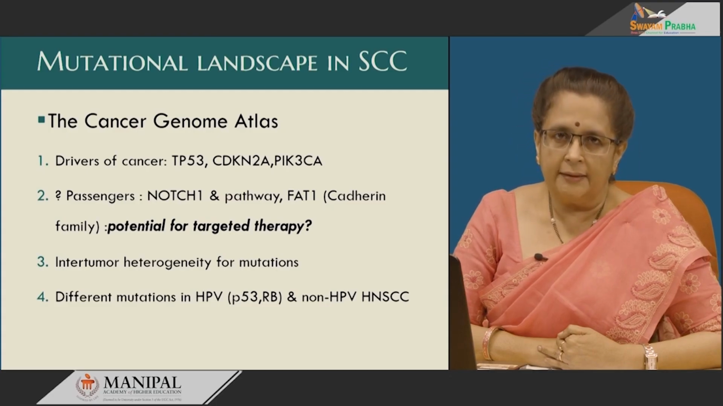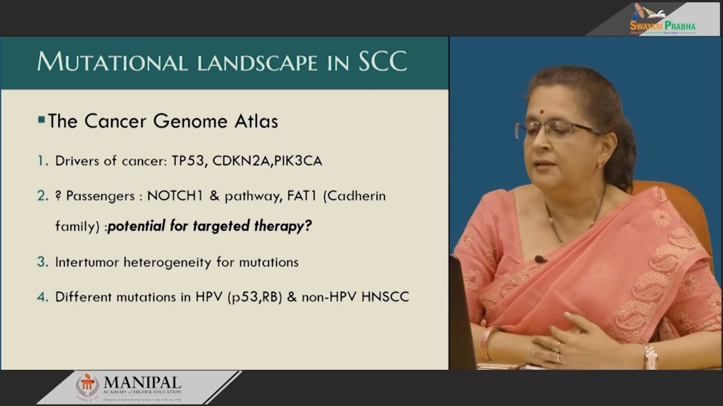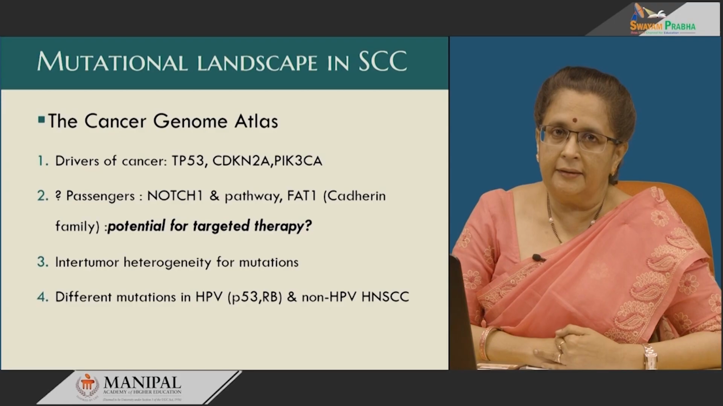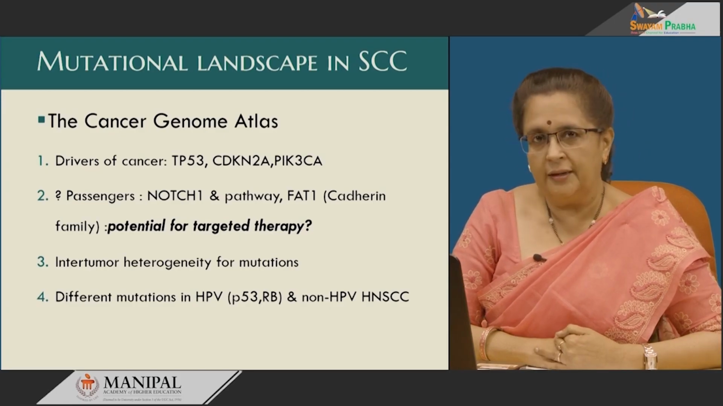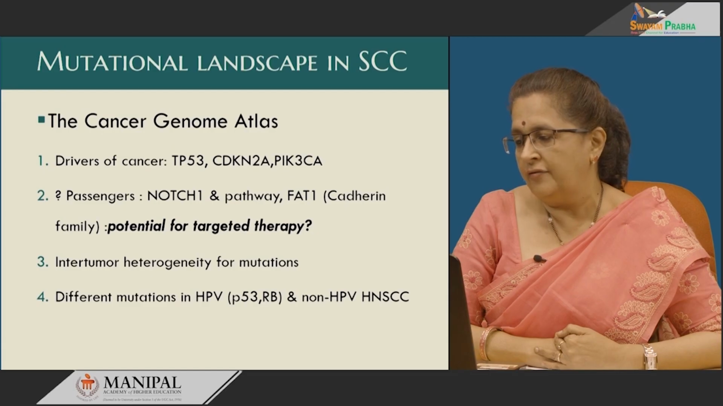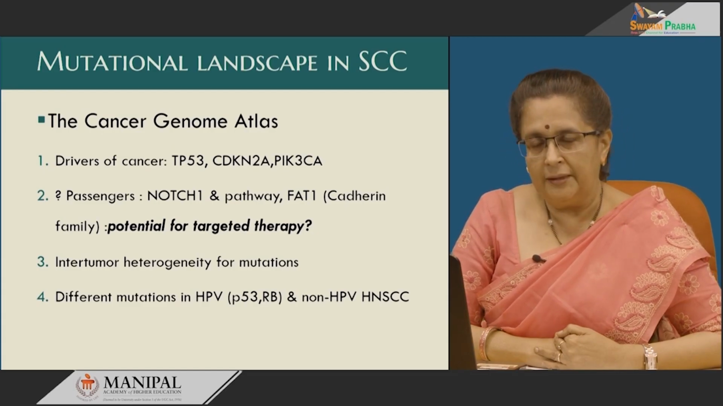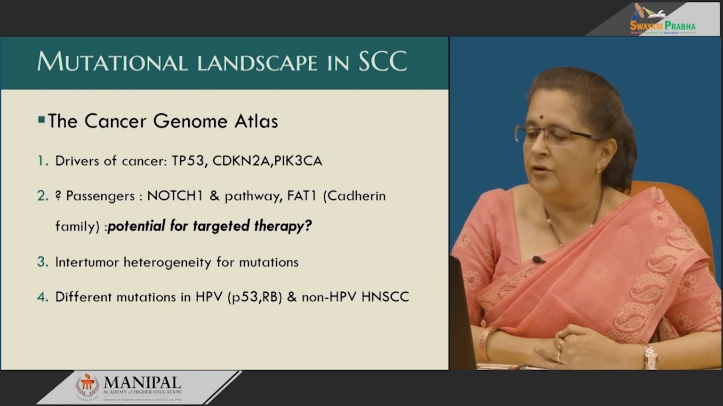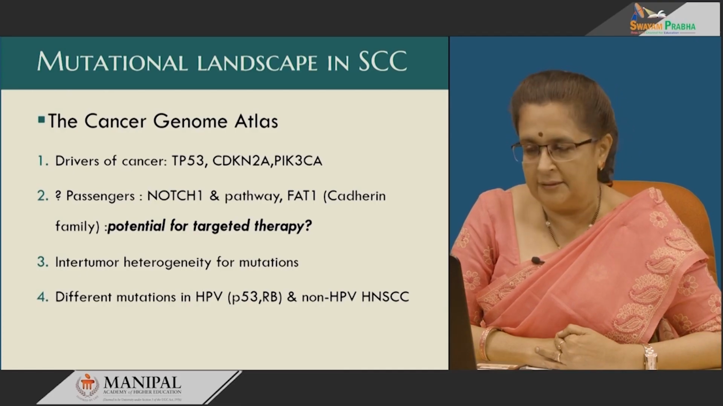Besides that, some others were also discovered which were present in some and not present in some of the tumors. So, they were thought to be acting kind of like passengers. These include Notch1 and its pathway, and FAT1, a tumor suppressor gene belonging to the cadherin family. Right now they are trying to use these for targeted therapy. So, potential targeted therapy agents are these.